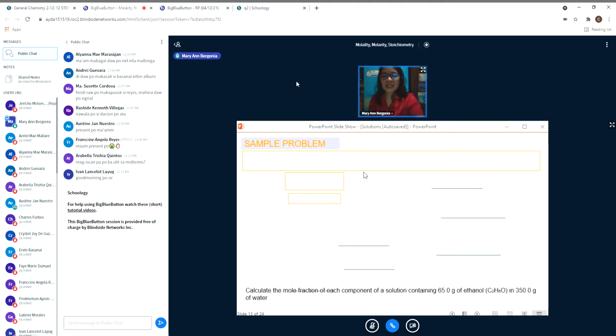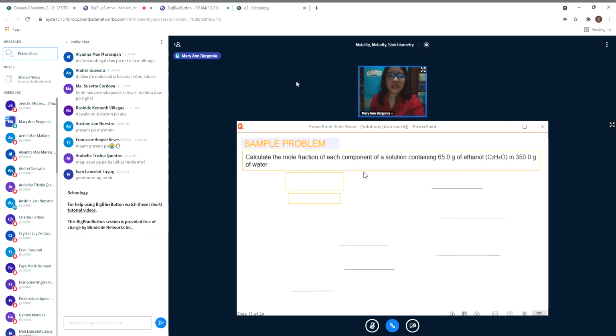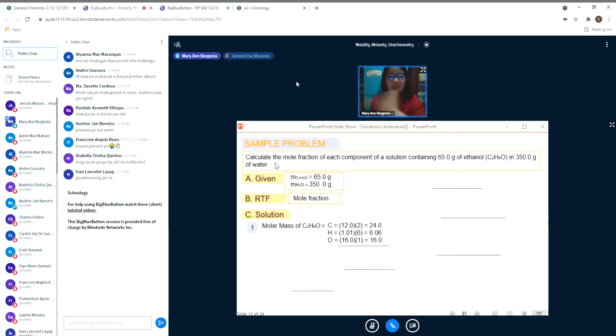So we'll start. Na-discuss na natin ito. Na-discuss na ba natin ito, si ethanol? Opo. 350.0 grams po. Ayan pala. So, tapos na pala tayo with the mole fraction. So, balikan lang natin.